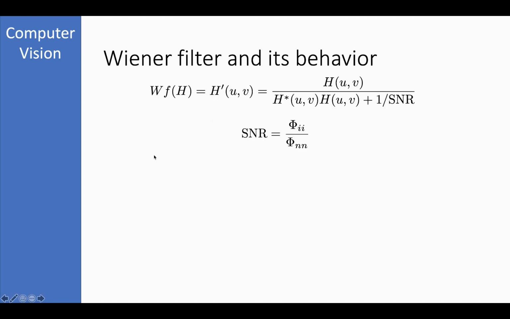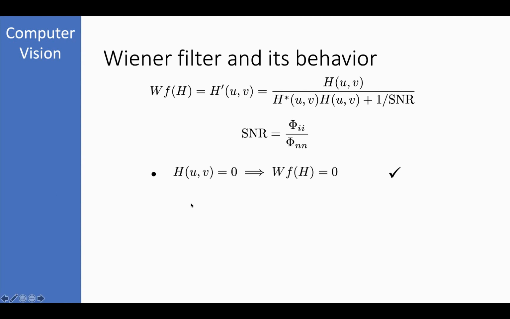Now, the Wiener filter takes this form here. So the H prime, which corresponds to the B prime of the inverse filter, is actually given by this form, where H conjugate is divided by H conjugate times H plus 1 over SNR, the confidence term. Remember, SNR was the power spectrum of the image divided by the power spectrum of noise. So what does that form do actually?